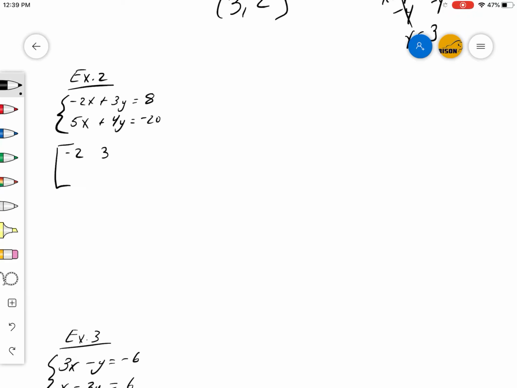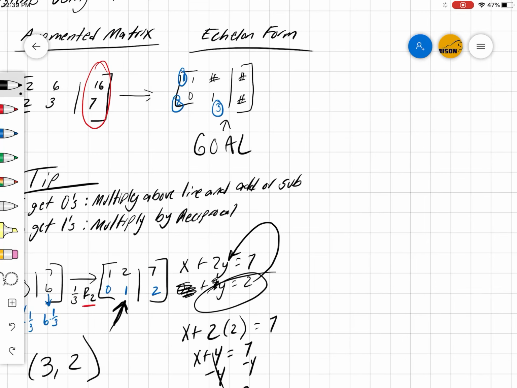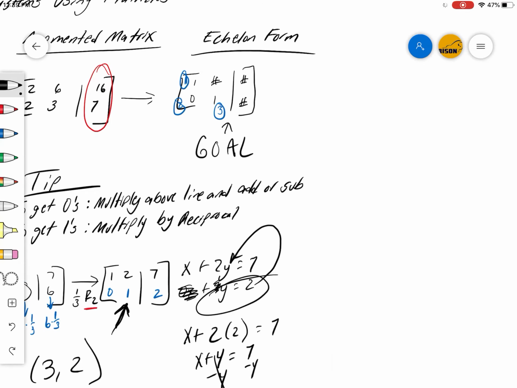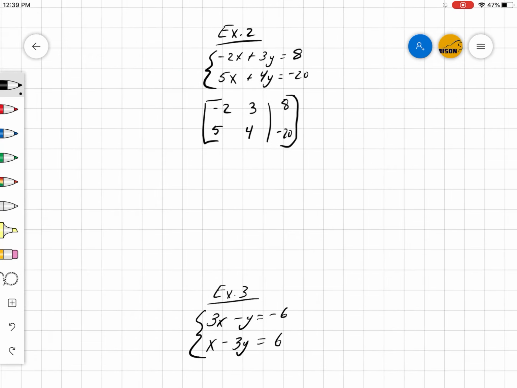So I got -2, 3, and 8. And I got 5, 4, and -20. All right, my first goal, if you remember, all the way up here on our goal is to get a 1 in the top left corner. Remember our order. Get a 1 in the top left, then a 0 underneath it, then a 1 to the right. Okay?